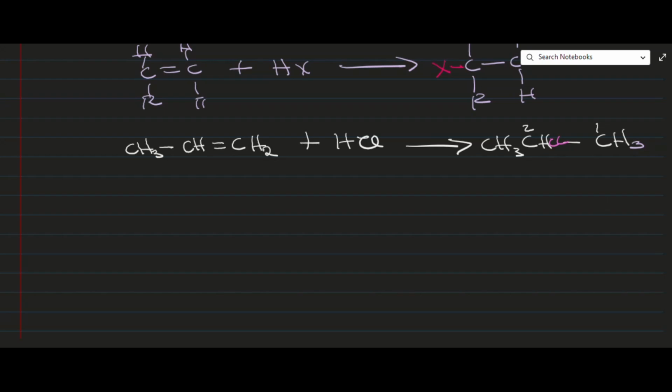Let's name this compound. Of course, our chlorine is on carbon number 2, not on carbon number 1. So this is going to be 2-chloropropane, not 1-chloropropane. So remember Markovnikov's rule. And this chlorine is on carbon number 2, so it's going to be 2-chloropropane, our product.